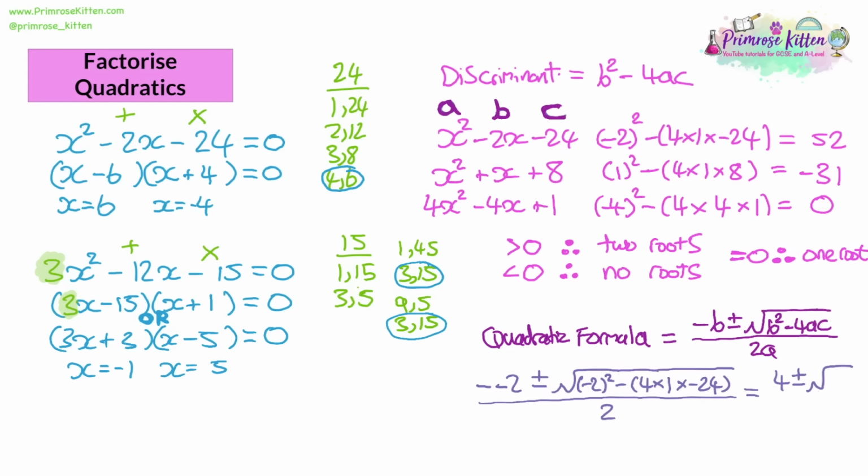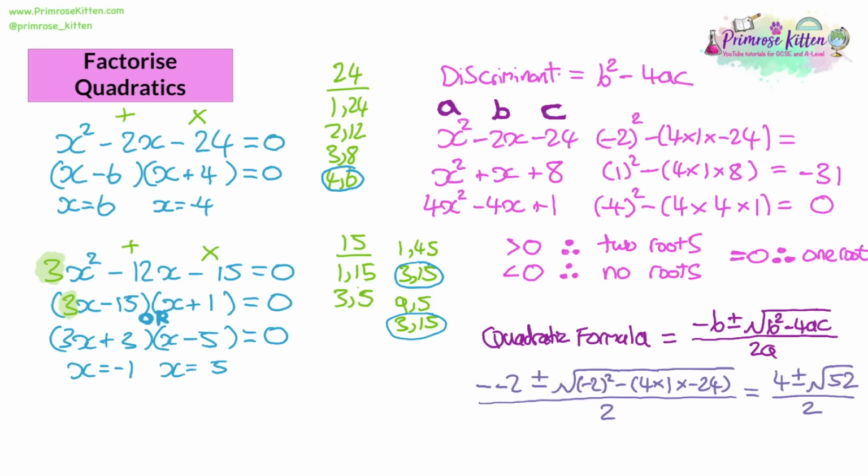Now, negative negative 2 is 4, so it's 4 plus or minus the square root of, now we worked out the discriminant for this already, and it was 52. And then we divided everything by 2. And actually, looking back, that 52 was wrong because I multiplied by 2 and I should have multiplied by 4. So actually, 4 times 1 times 24 would be 96. So then when we add the 4 to it, that's going to give us 100.